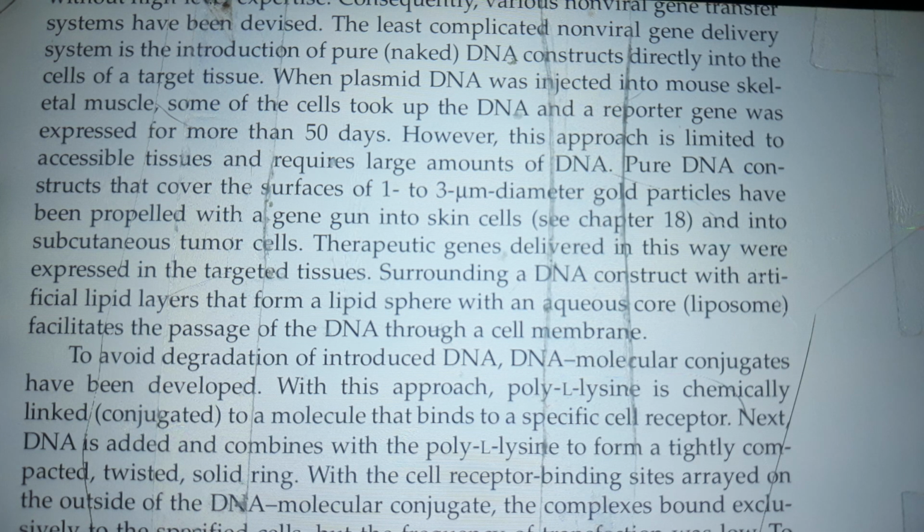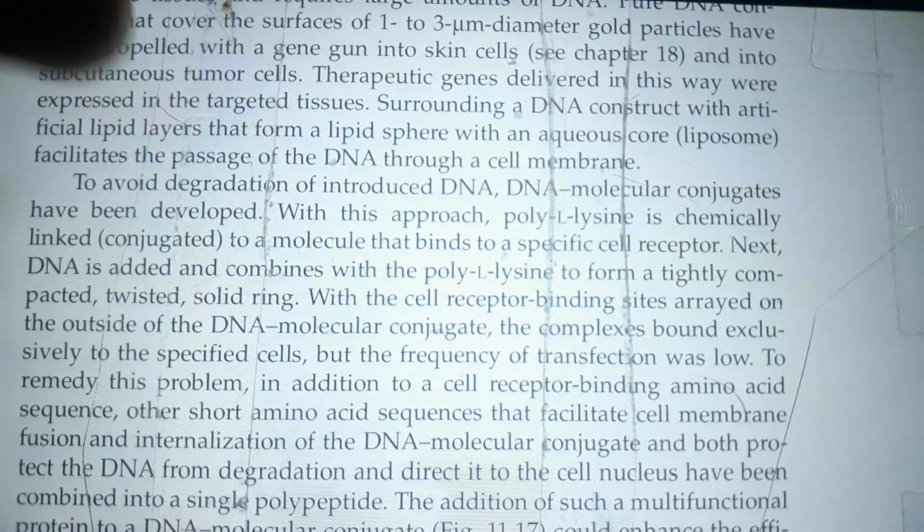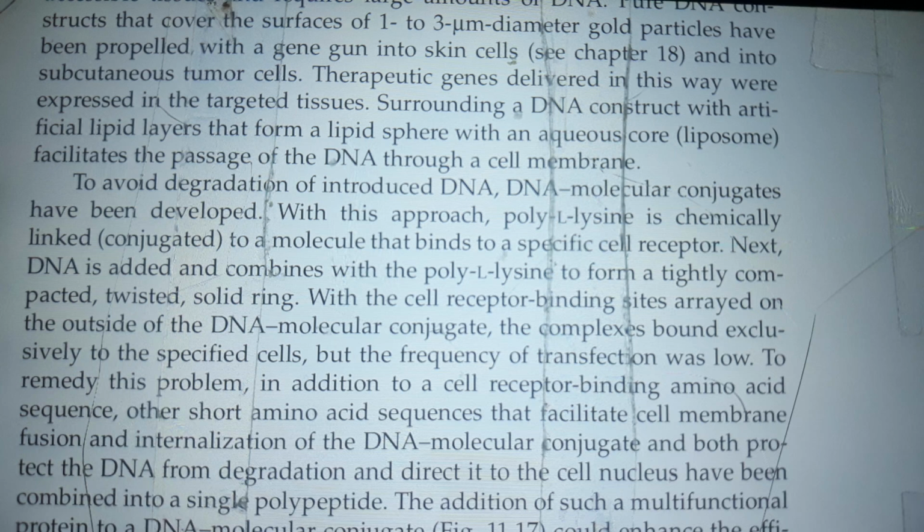Pure DNA constructs that cover the surface of 1 to 3 micrometer diameter gold particles have been propelled with a gene gun into skin cells, as shown in chapter 18, and into subcutaneous tumor cells. Therapeutic genes delivered in this way were expressed in the targeted tissues. Another approach surrounds a DNA construct with artificial lipid layers that form a lipid sphere with an aqueous core. The liposome facilitates the passage of the DNA through a cell membrane.